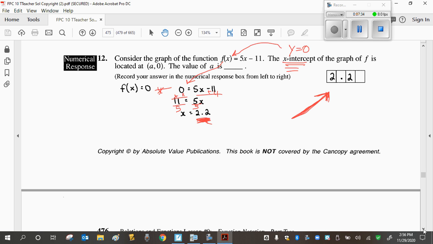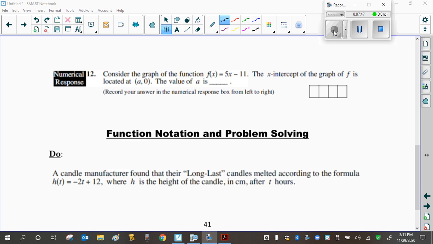That's the homework. Good work. And let's move on now to the next section, function notation and problem solving. Pause if you need to write that down. Okay, we're on the bottom of page 41. Go ahead and read that last couple sentences on that page and do the next 2 questions. I'll give you 4 minutes to do that, and I'm going to pause right now.